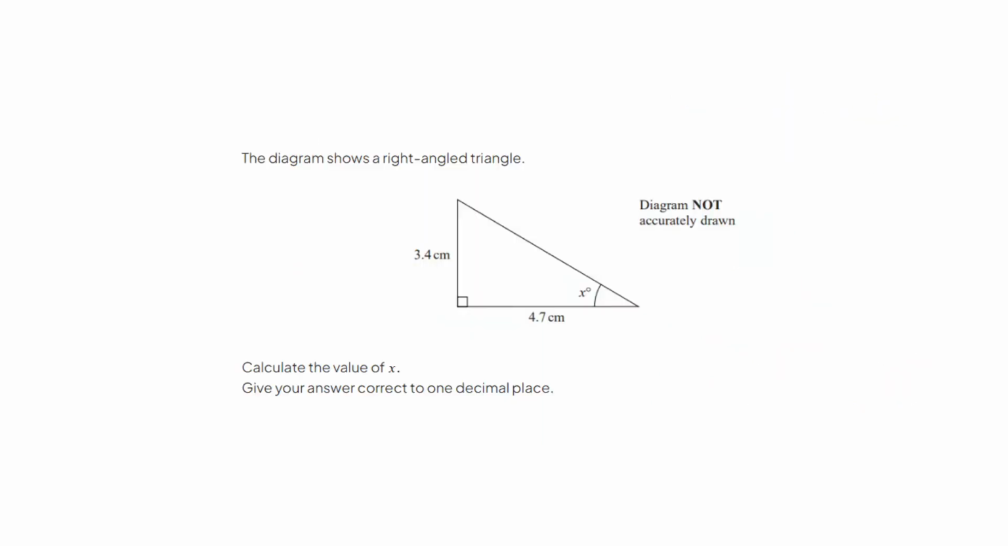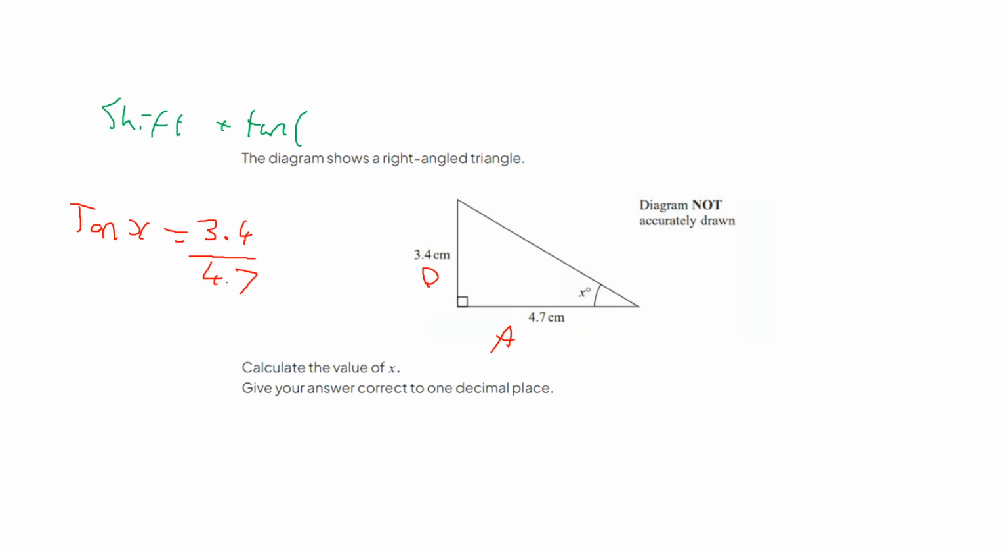What about something like this? We have a right-angled triangle, right? And we have an opposite of 3.4, an adjacent of 4.7. So we're going to use tan. Tan x is going to be equal to 3.4 over 4.7. And again, we're going to use the inverse tan function. So it's shift plus tan. That's what the button should look like.